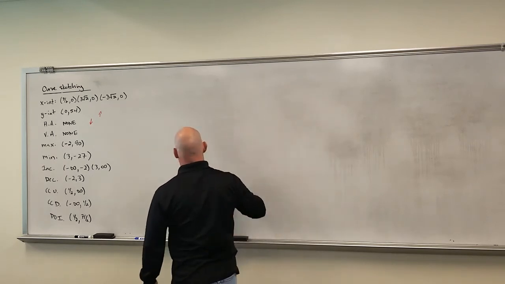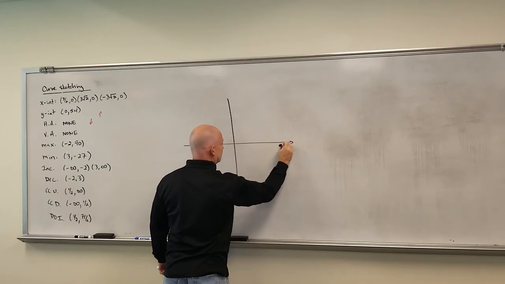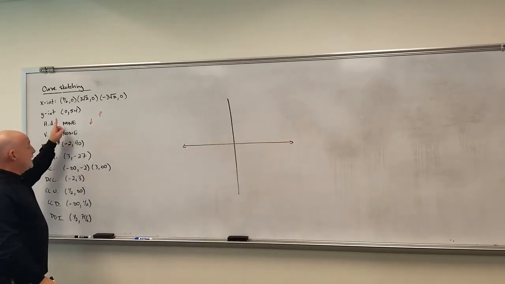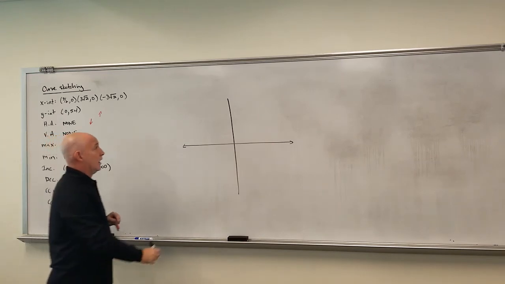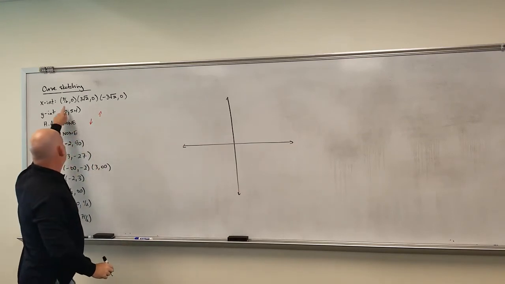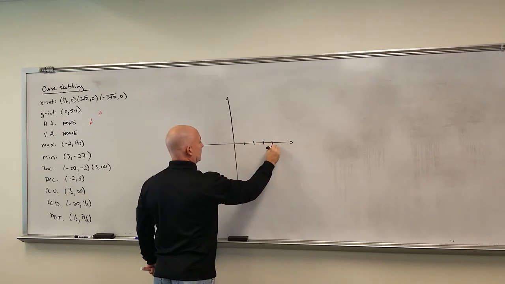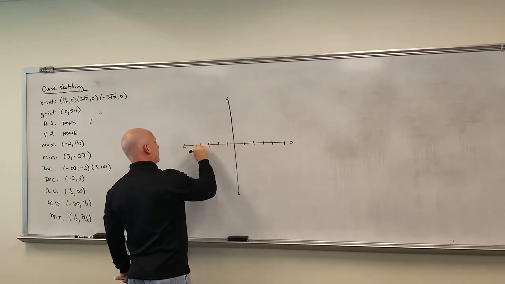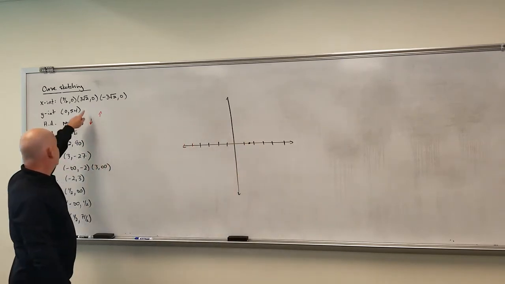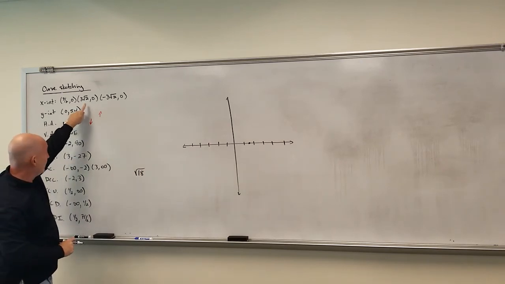Let's see. Now we've got some really big numbers here, so I'm going to tend not to label this too much as we do it, but we can do a little bit. So let's start with the actual points on the graph that we know. We have x-intercepts at 3/2, 0, so that's about 1/2, so about 1/2, 0. And then we got this 3√2.